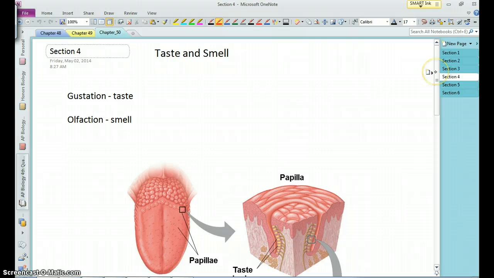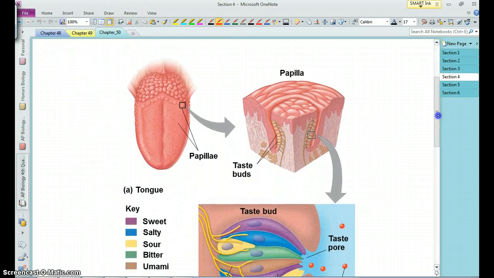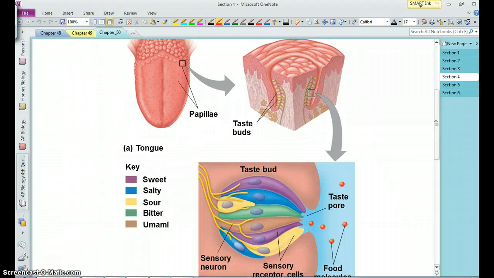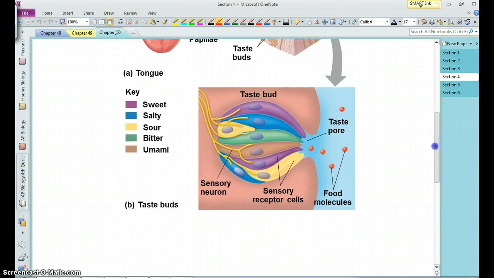Okay, vision, very complicated. Let's go to taste and smell. Gustation is taste, olfaction is smell. We use our tongue to taste things. We have these taste buds inside our tongue, these little pores with all these cells that are connected to neurons, and they are receptive. Within the taste bud, there's different of these receptor cells that are sensitive to particular kinds of tastes. So depending on what chemical is in your mouth, you will perceive it as a different kind of taste.